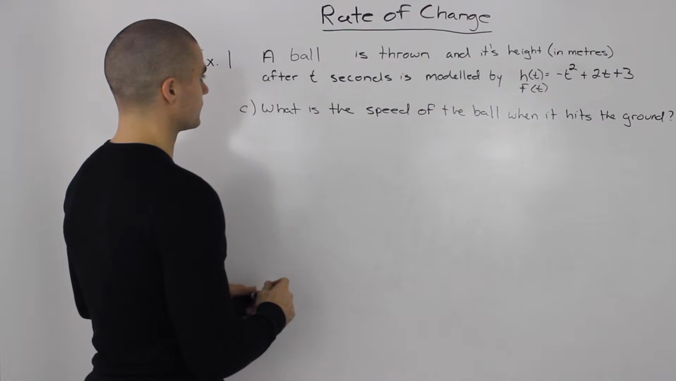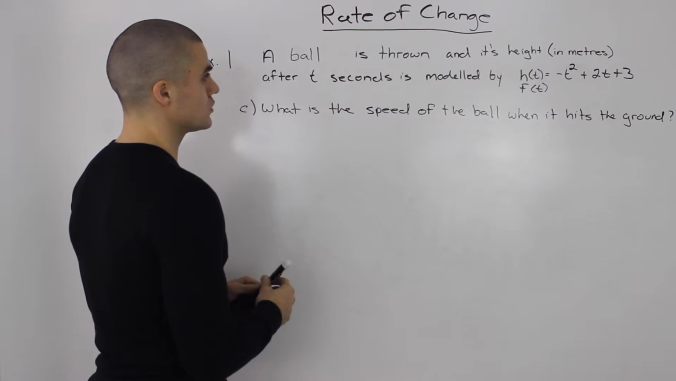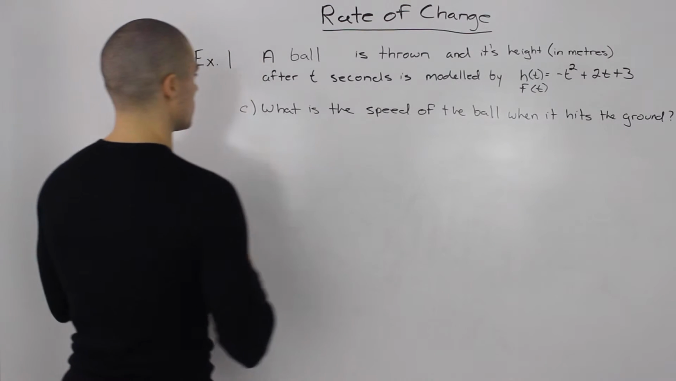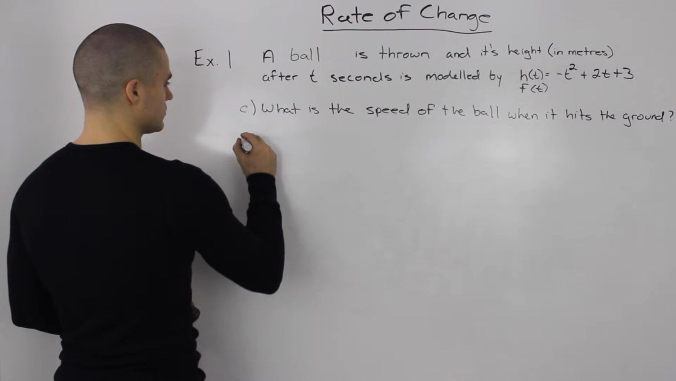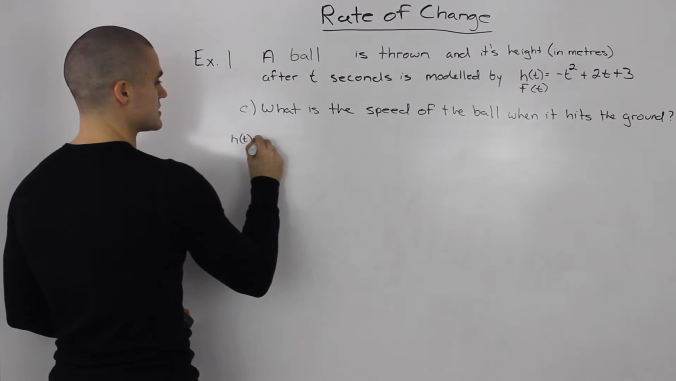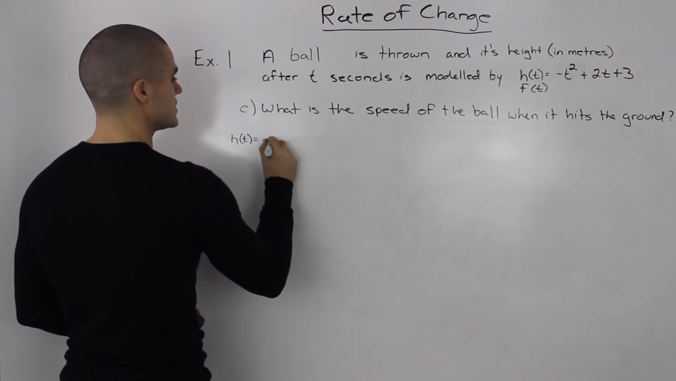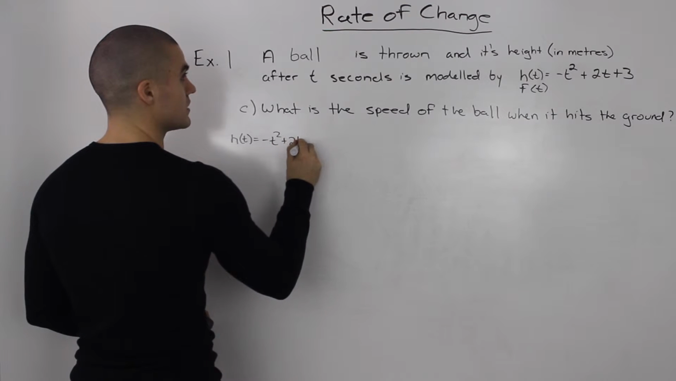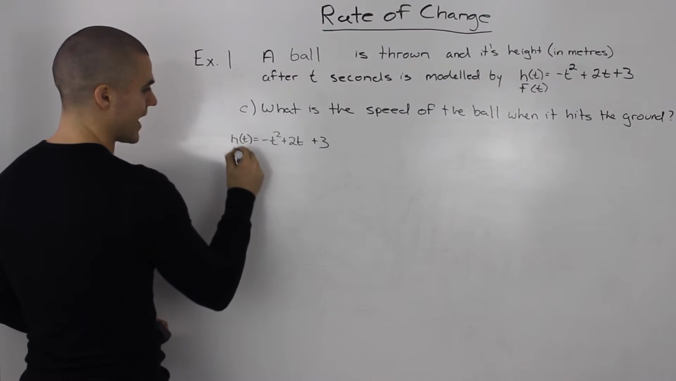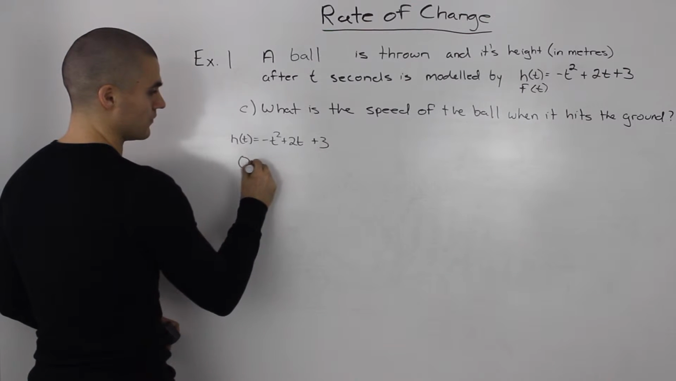So the first thing you want to find out is, when does the ball hit the ground? So let's rewrite our equation first. h of t is equal to negative t squared plus 2t plus 3. When it hits the ground, its height is obviously 0.